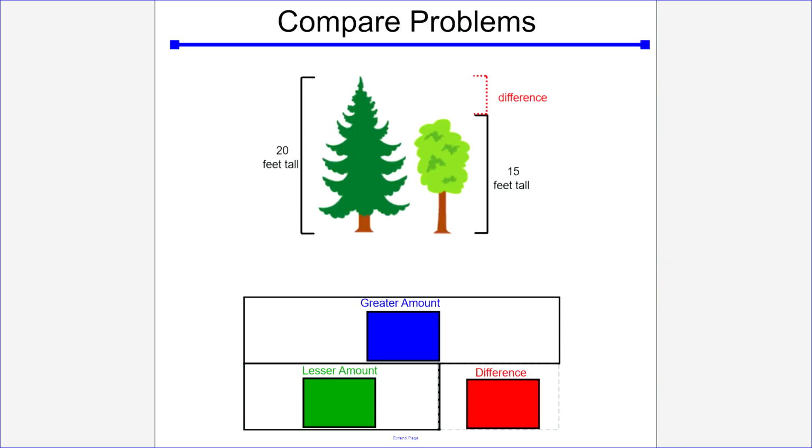Now let's look at that tree problem we saw earlier. We know that one of the amounts is the 20-foot tall tree and the other amount is the 15-foot tall tree. And we know that the difference is the distance between those two trees. I want you to think in your mind, which number, 20 feet tall or 15 feet tall or n, is going to be the greater amount? You're right, 20 feet tall is the greater amount because it is the taller of the two trees.